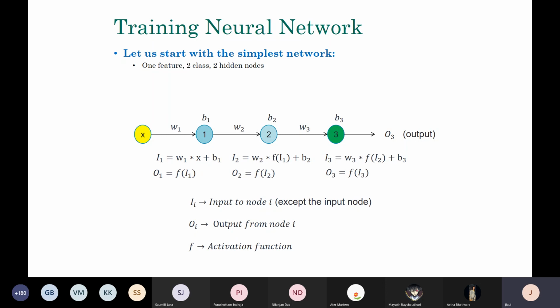So this is the way you take the forward pass. For every sample you have to take the forward pass to compute the value of O3 for a particular configuration of W's and B's. Then you see how it is performing, comparing against the actual ground truth, and so on. So then let's see how you can do that. Up to this point, does anybody have any doubt or any question?